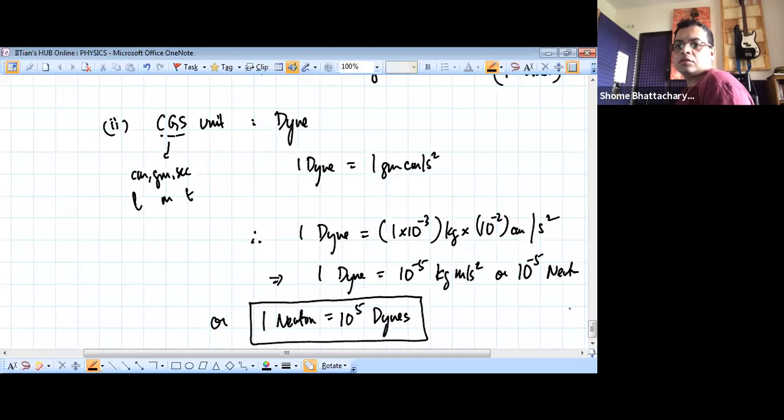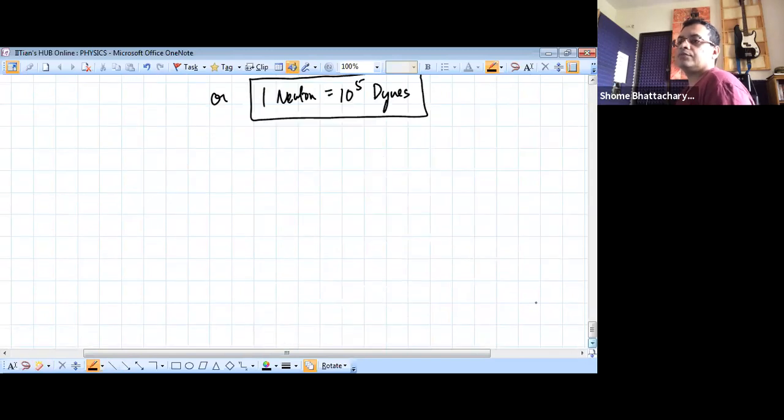No, correct. In this, mass is in grams and length is in centimeters in the CGS unit. So that is why 1 Newton is 10 raised power 5 dynes. Correct. Alright, so this is converted this way.